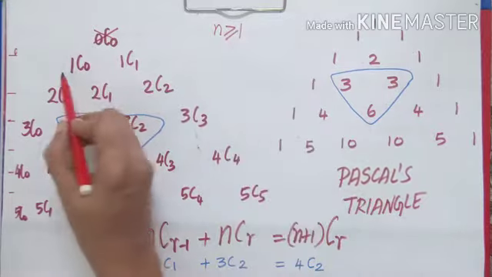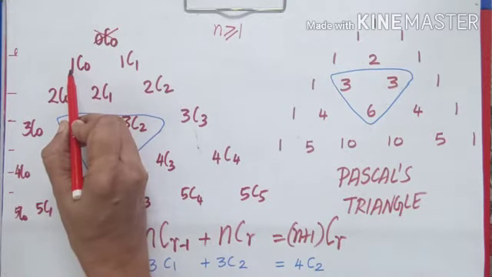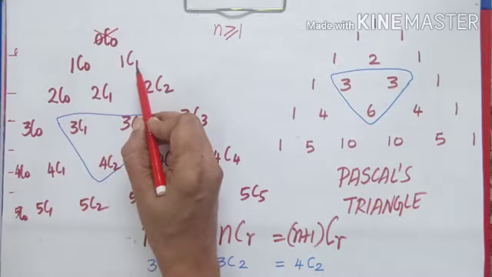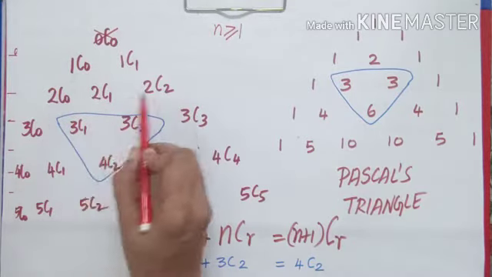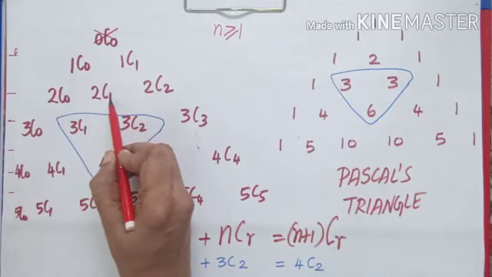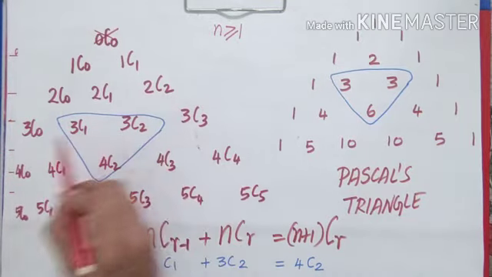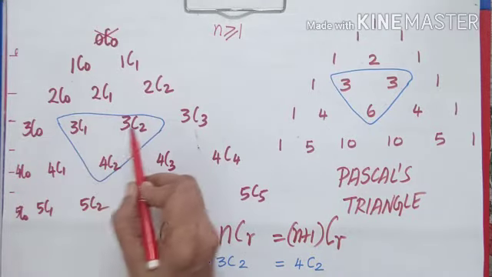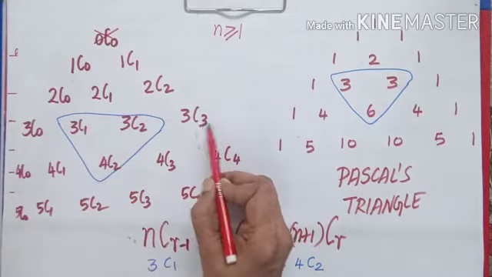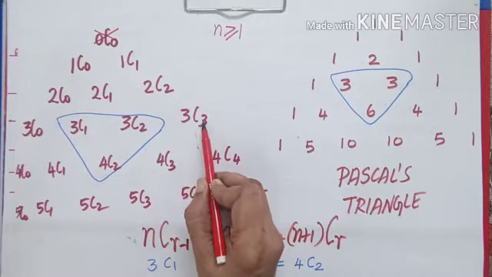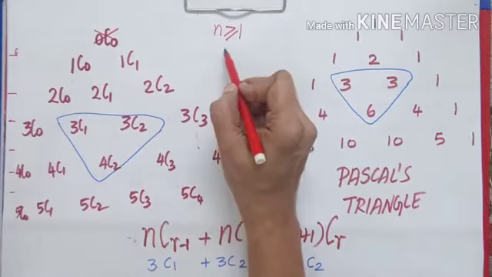When n is 1, that is one student is there, I can select no student or one student. When n is 2, that is there are 2 children, I can select 0 children or 1 child or 2 children. When there are 3, I can select 0 or 1 or 2 or 3. Can I select 4 from 3? No. So this number should be below. So that is what we say.